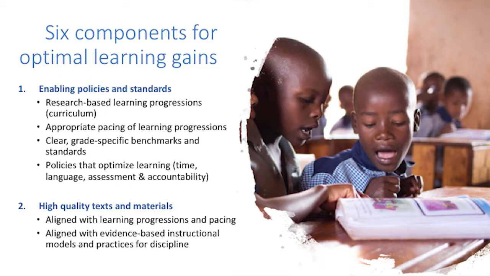And that means that you need research-based learning progressions in your curriculum so that you're not spending 3 months counting to five and 1 week learning double-digit addition. You need learning progressions that follow the development sequence, but also that are appropriately paced. And you need really, really clear benchmarks and standards so that we all know what the goalposts are that we're trying to hit. And you need policies that really optimize learning.